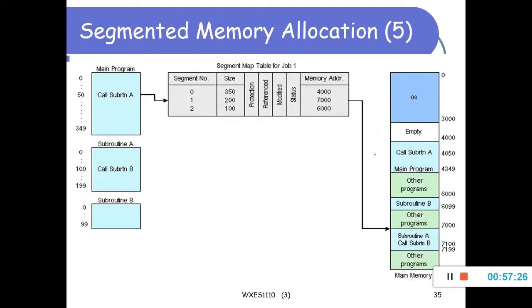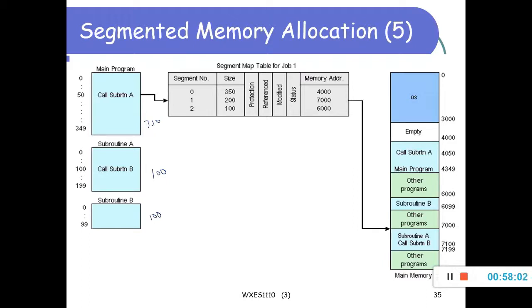So we access a specific location within a segment using an operation similar to the one used for page memory management. Okay, so you want to access a specific location. The addressing scheme requires the segment number and the displacement within the segment. So you have a displacement, 0 to 349, which is 350. This one is 100, and this one is also 100.